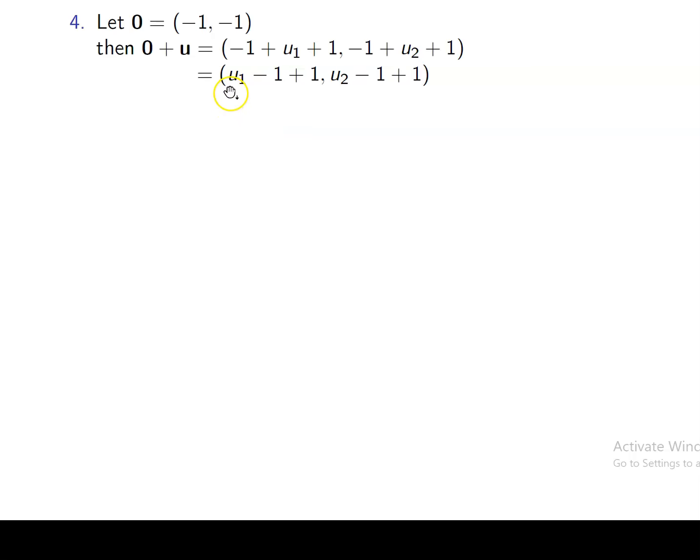Okay, so if you notice here, I swapped things around, but why did I do that? Well, because we also need to show that 0 plus u is the same thing as u plus 0, right? So here I have the first element of u plus the first element of 0 plus the 1, right? So this 0 plus u is equal to u plus 0, which is what we're trying to show. And I want to show that both of these are equal to just u, so that's where I do this next line, right? -1 plus 1, -1 plus 1, they go away. I'm left with u1 and u2, which is u.